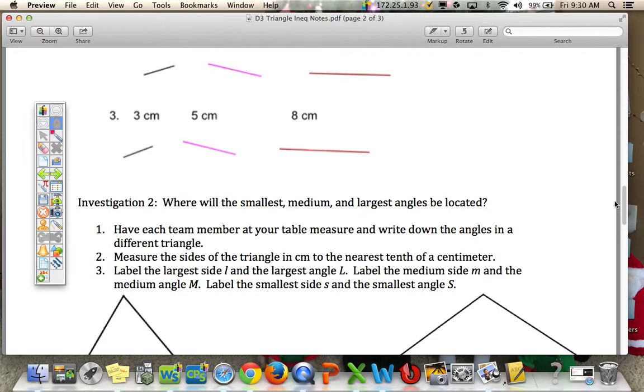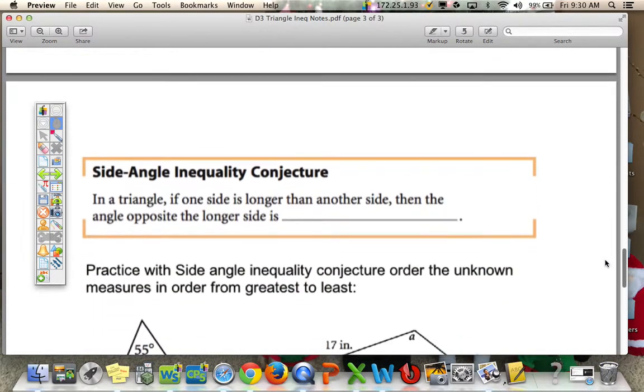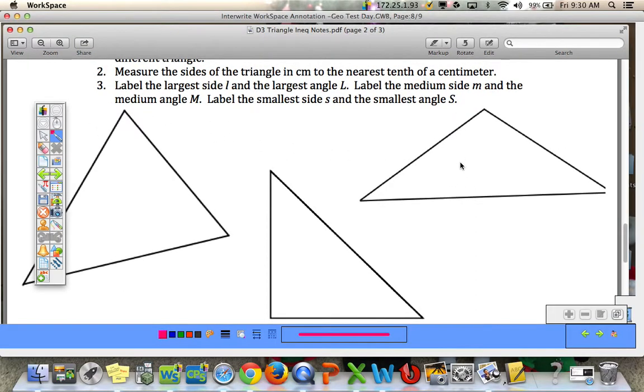All right, investigation 2. Where are the smallest, the medium, and the largest angles located? So in class, we're going to measure the angles, measure the sides, and notice a pattern. But basically, in a triangle, let's call this triangle A, B, C, and this is A, B, and C. The corresponding side goes across from the corresponding angle. The biggest angle is across from the biggest side. The middle angle is across from the middle side, and the smallest angle is across from the smallest side.